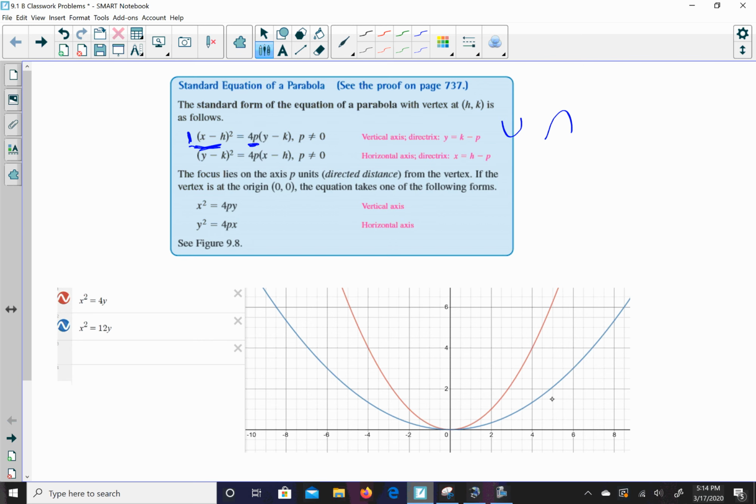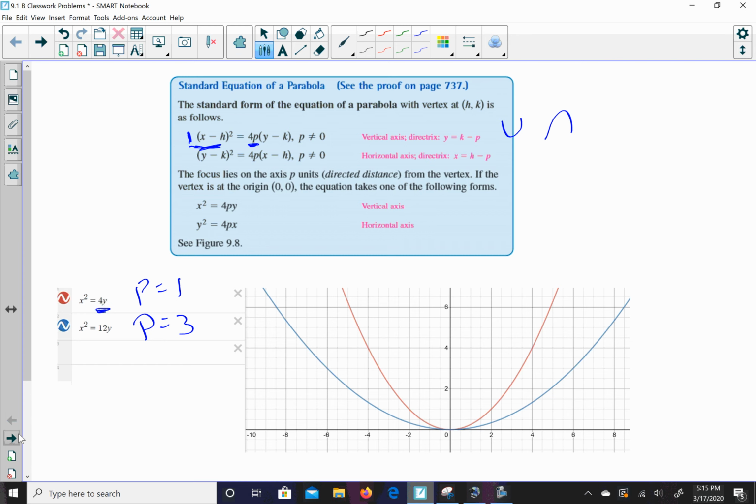So I graphed two real quick. This first one in red is x squared equals 4y, which means in this case p would be equal to 1. And that's the red one, which is thinner than the one down here, which says x squared equals 12y, which in that case p would be equal to 3. So the p is the distance between the vertex and the focus. So the smaller this number is, the closer to the x-axis it'll be. I'm sorry, closer to the y-axis it'll be.